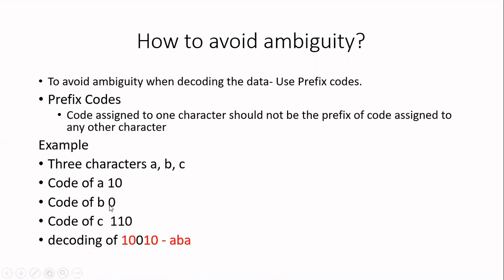For 0, there is a match. So it is B. So I am going to write B for 0. Then I will start with 1. I'll take 1. There is no code with value 1. So I have to take 2 bits now. So I am taking 10. There is a code with 10, that is A. So I am writing the message as A.